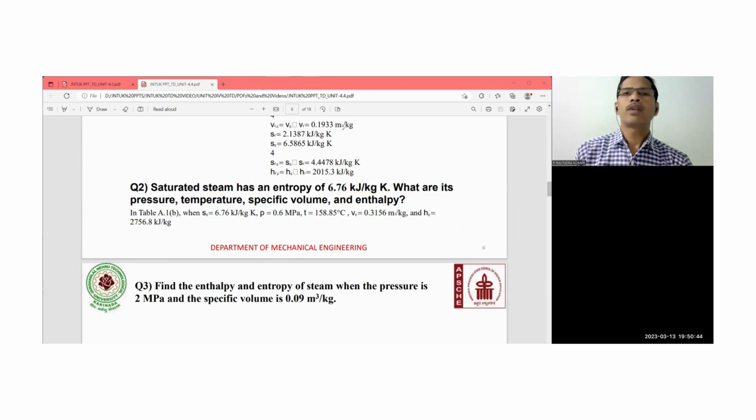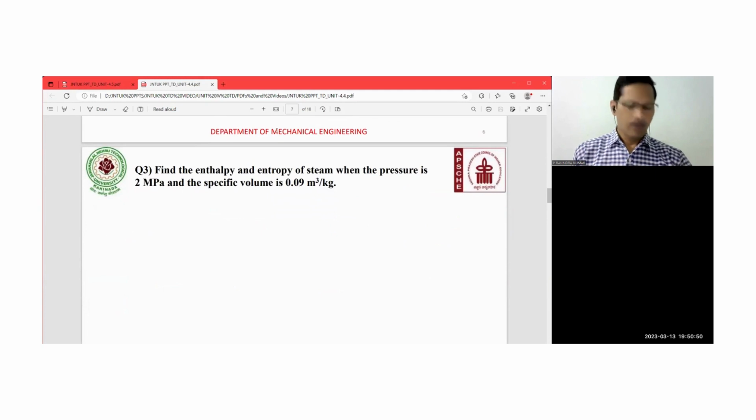Next, moving on to the third case. Find the enthalpy and entropy of steam when the pressure is 2 megapascal. So when the pressure is 2 megapascal, find the enthalpy and entropy.